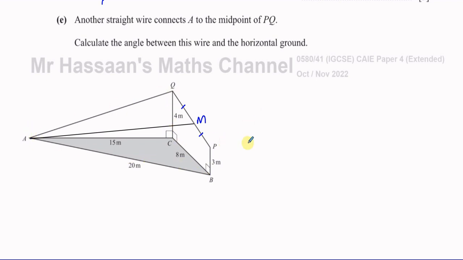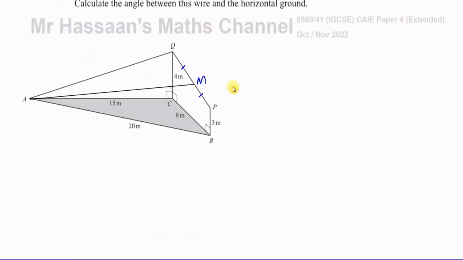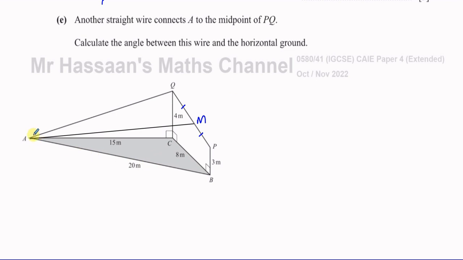All right. Now it says calculate the angle between this wire and the horizontal ground. So we've got to find the angle between this wire and the shaded plate part, which is the ground. So it's the angle between a line and a plane. Now, the angle between a line and a plane is the angle between that line and the shadow that that line would form on that plane if there was a light shining from directly above. Or if you were to drop this line, it would fall vertically downwards.